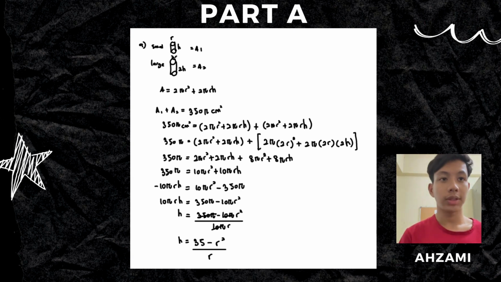And then we will solve for h in terms of r. We will subtract 6r squared from both sides and divide both sides by 10r. After that, we will simplify the expression and we will get (35 minus r squared) divided by r.